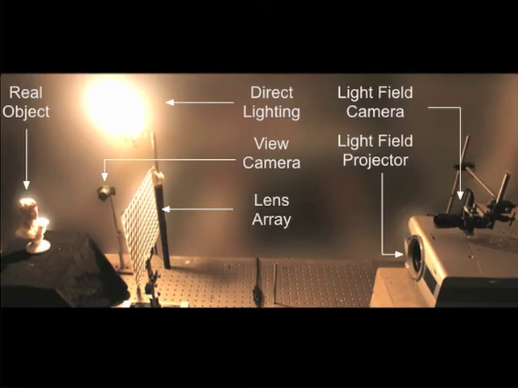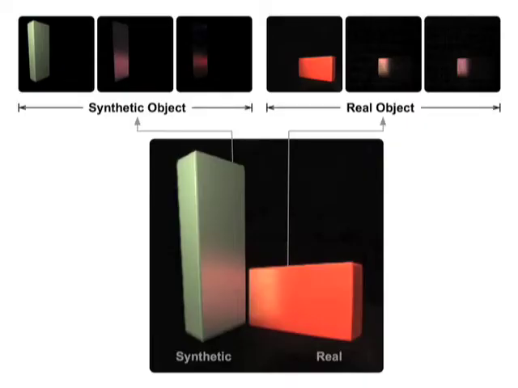In our experimental setup, we use a lens array to multiplex 4D light fields into 2D images that are captured and projected. Because our algorithm iteratively transfers indirect lighting, we can pause computation and infer the contribution of individual bounces.